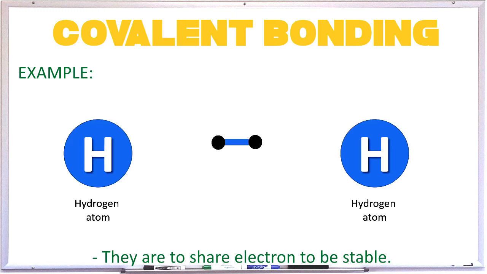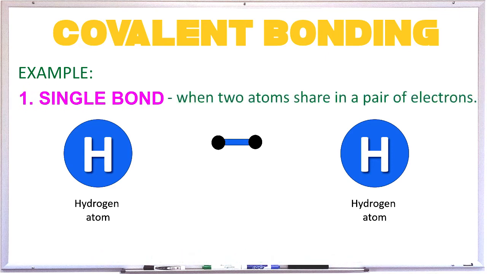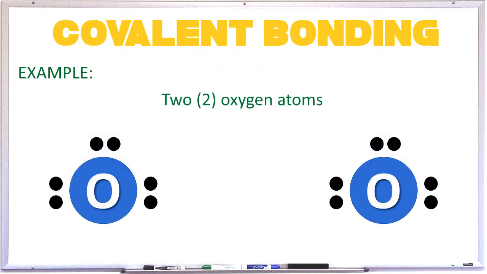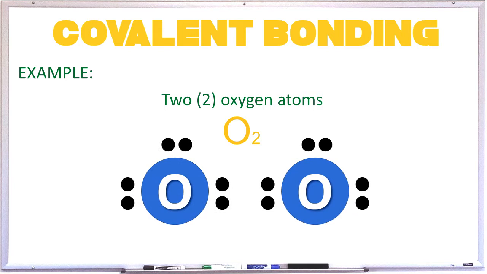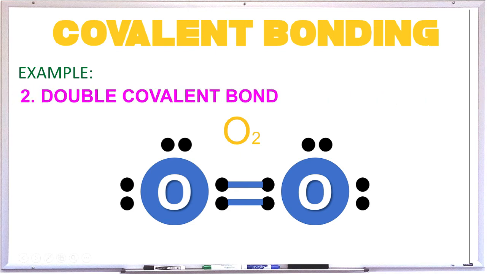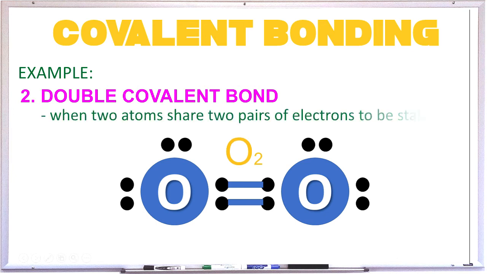It pertains to a single bond. It happens when two atoms share a pair of electrons. Another example is two oxygen atoms to obtain oxygen gas, which has the chemical formula O2. Here, two oxygen atoms both have 6 electrons in their valence shell. Both of them need 2 more electrons to become stable. Thus, they will share electrons according to how much they need to meet stability. Of course, a double covalent bond happens when two atoms share 2 pairs of electrons to obtain stability. The same thing happens with the triple bond.